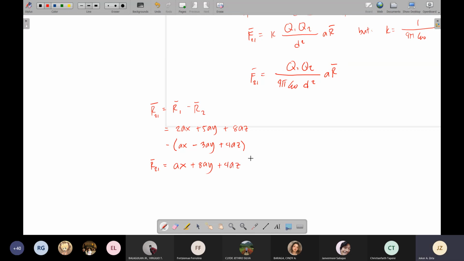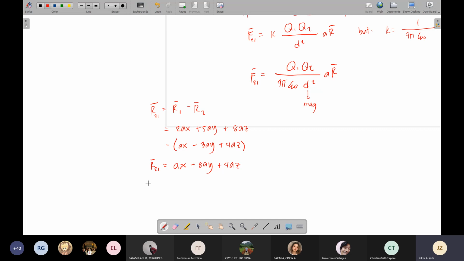Now, we have already the vector distance. But take note, what is needed here is the distance alone. It does not need direction. It only needs magnitude. Take note, distance here is just the magnitude. So therefore, we have to solve for the magnitude here.